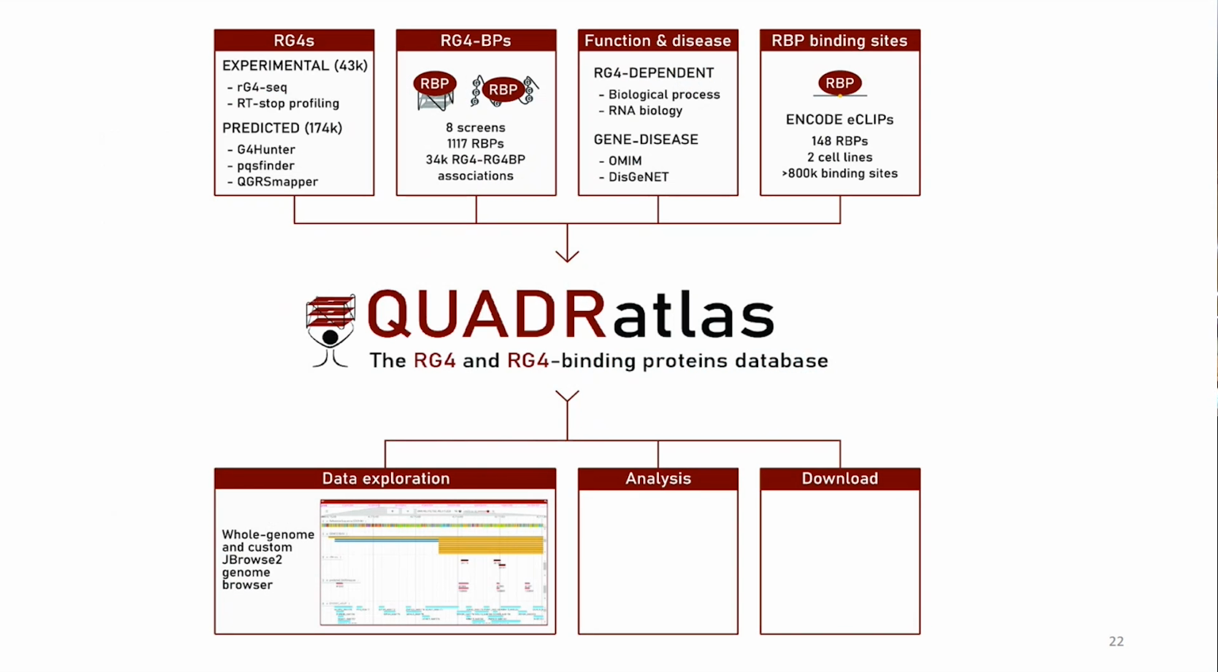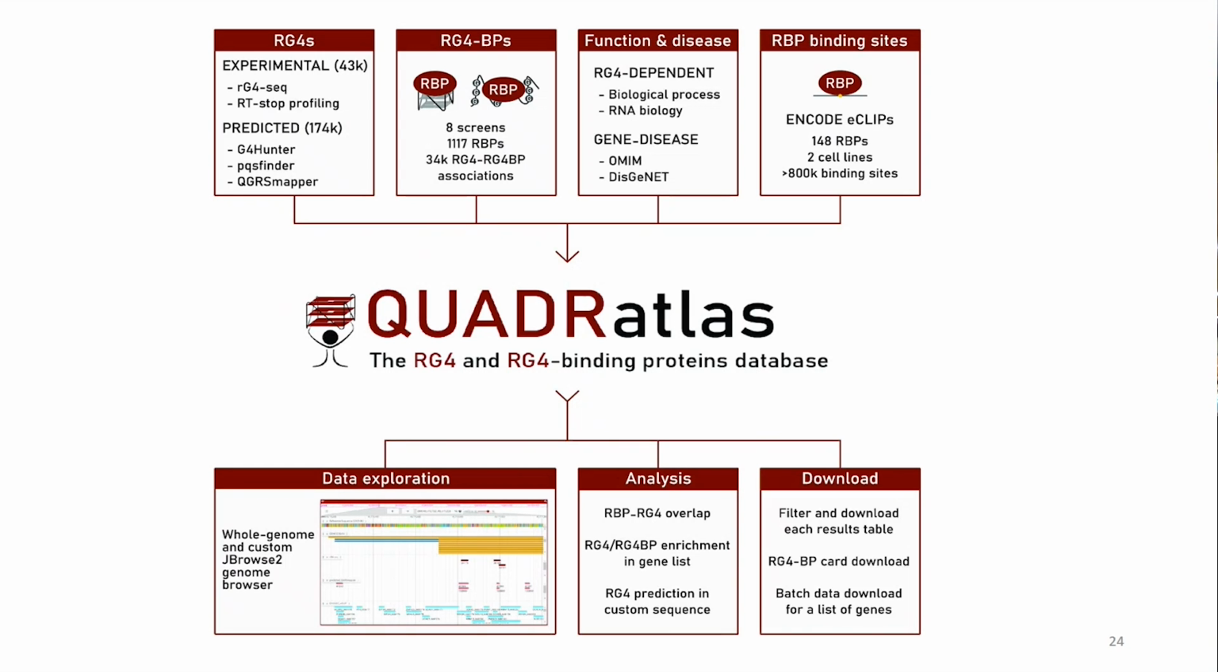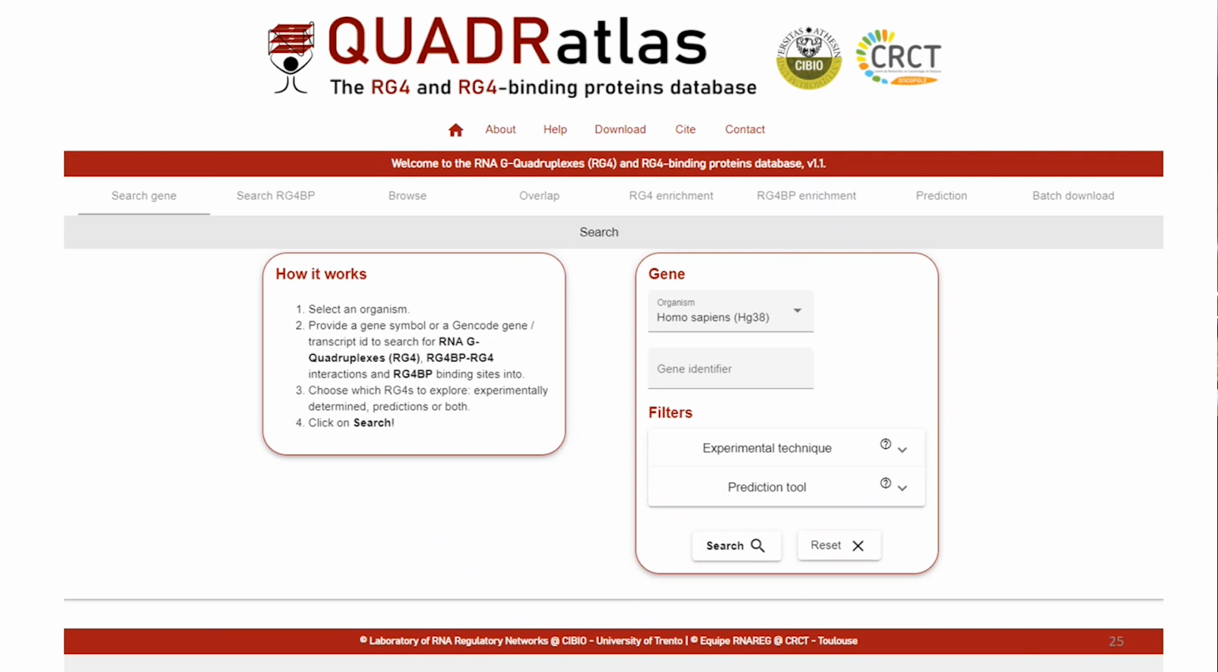In this database, we set up an exploration with JBrowse2 of all this data, so you can look at every interaction. We also put some analysis functions that I will explain, and of course we can download everything. And yeah, I will start to explain this. So this is how it looks. It was developed with Django for the backend and Angular Material for the front end.